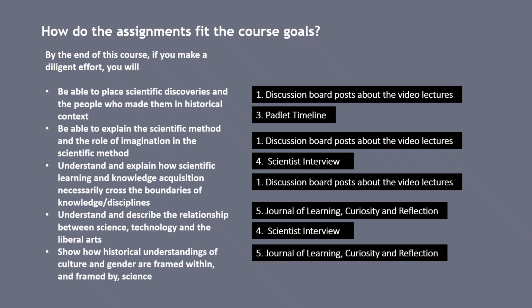Then the Journal of Learning, Curiosity, and Reflection will typically focus again on that relationship between science, technology, and the liberal arts, and it will also let you explore a little bit about culture and gender in science. And last but not least, the summary of the reading will really capture all of the things that the course is about, because the book is about all of the things that the course is about.